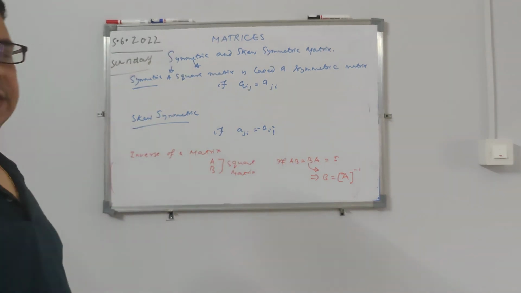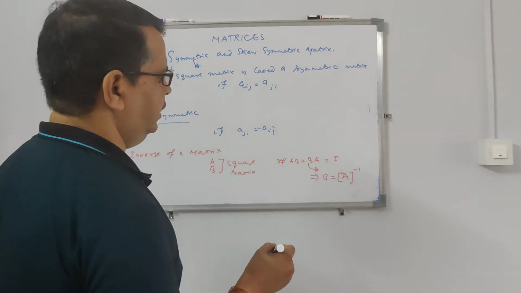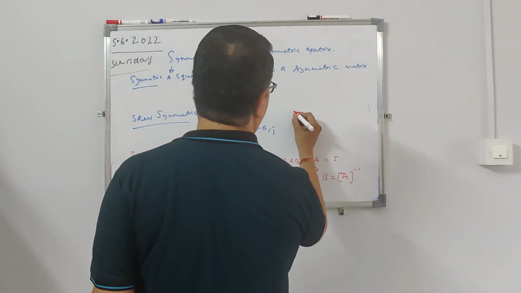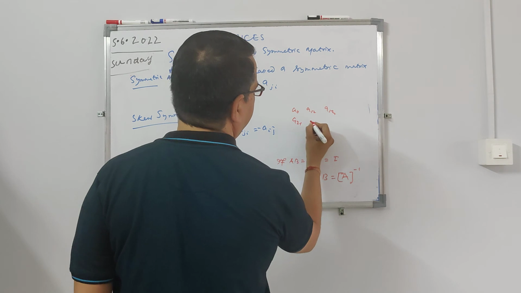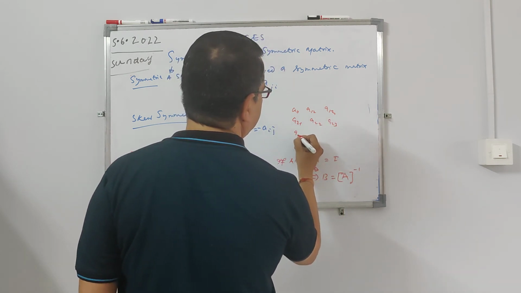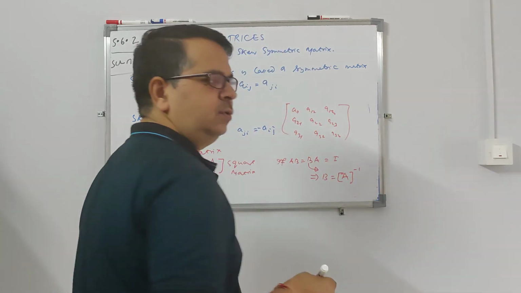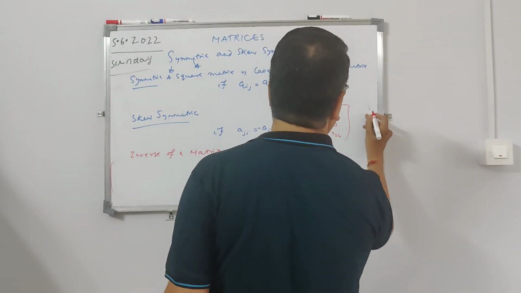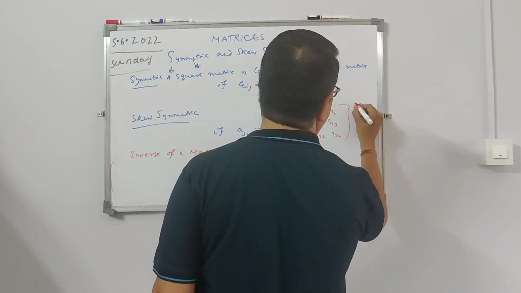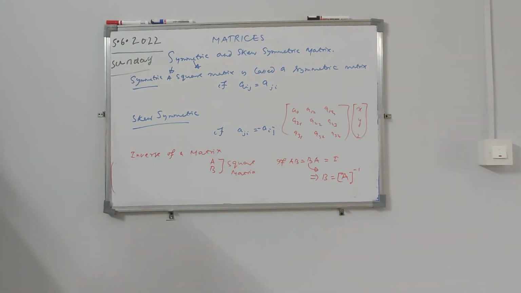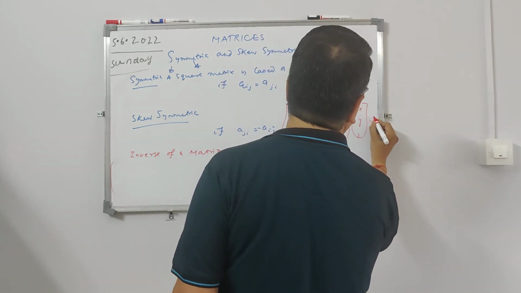This inverse concept is used to solve a linear system of equations. Let us say I have A11, A12, A13, A21, A22, A23, A31, A32, A33. Let me say I have three unknowns, x, y, and z. When I multiply two matrices, it will give rise to another matrix. Let us say this is my matrix A, and I'll have some resulting matrix B.